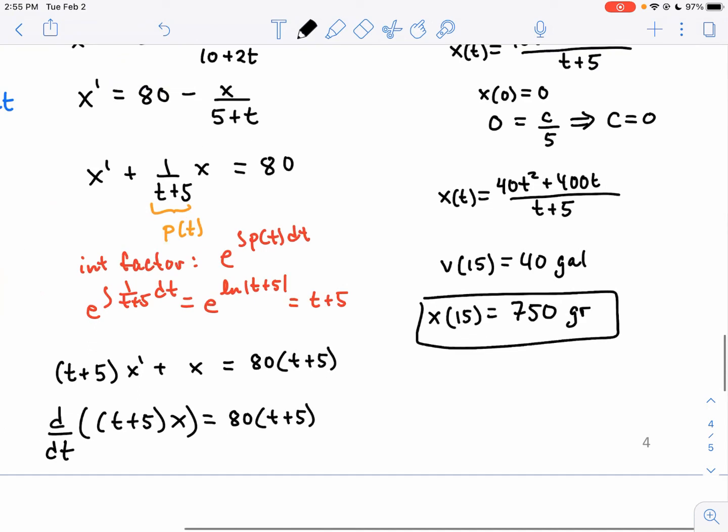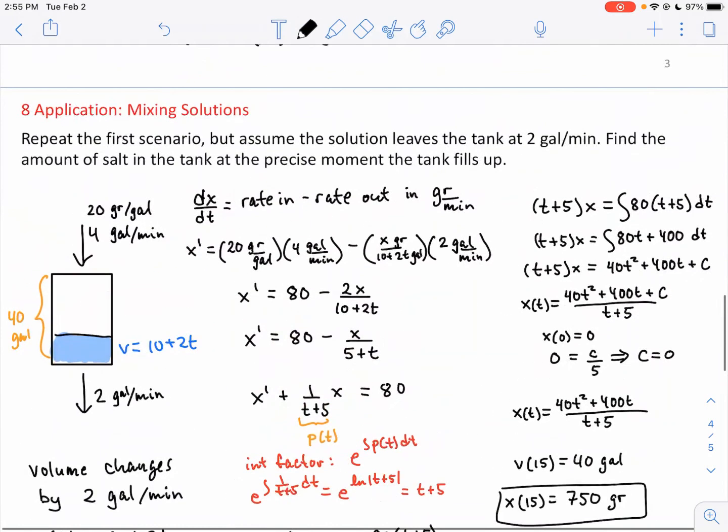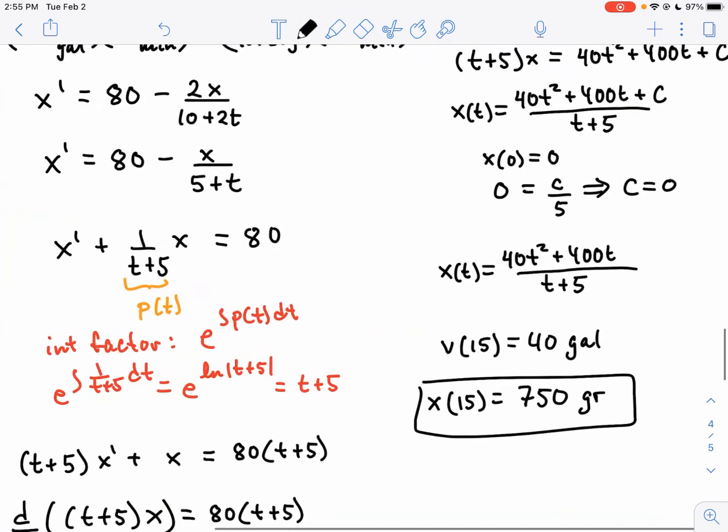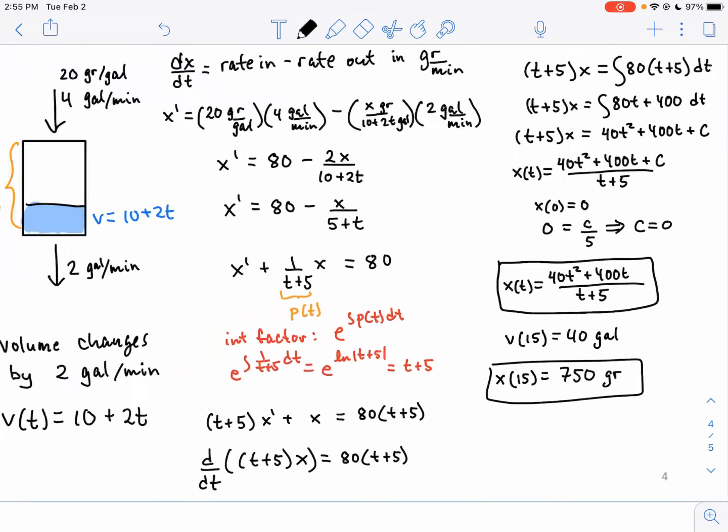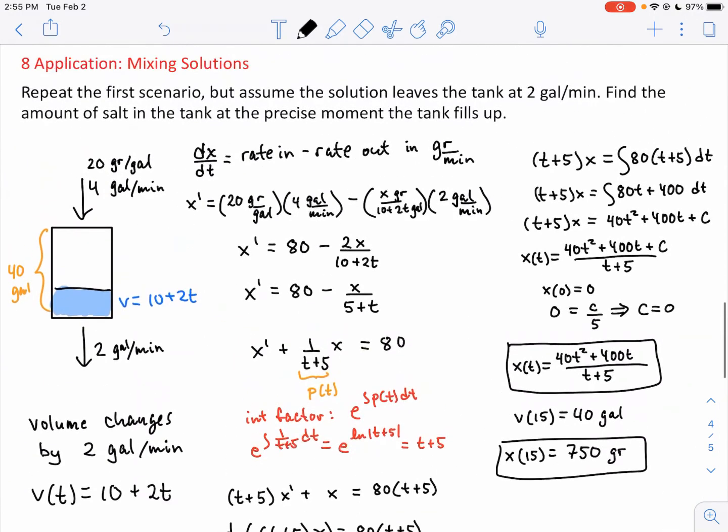And this answers really the only question that was asked: find the amount of salt in the tank at the precise moment the tank fills up. But of course, finding the particular solution was a key component. And that wraps up this lecture on using differential equations to model scenarios where we're mixing solutions.